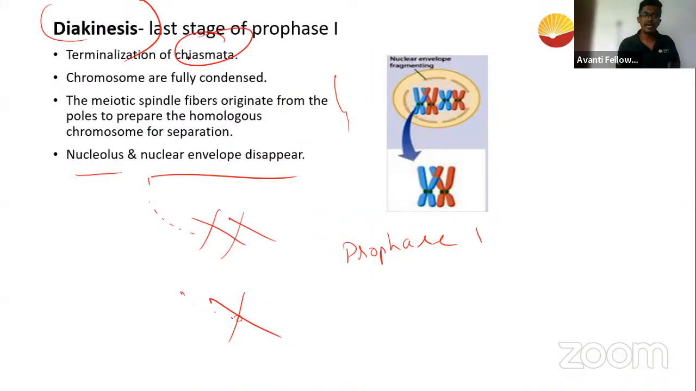Okay. Next one is diakinesis. We know that the chiasmata is completely terminalized. The chromosome is highly condensed. Now the aster formation is happening. The spindle fibers are reaching for these chromosomes. You can see the nucleolus and the nuclear envelope disappear. Very, very important phase. That's why I have taken enough time to explain this, guys. I hope this class helped you.